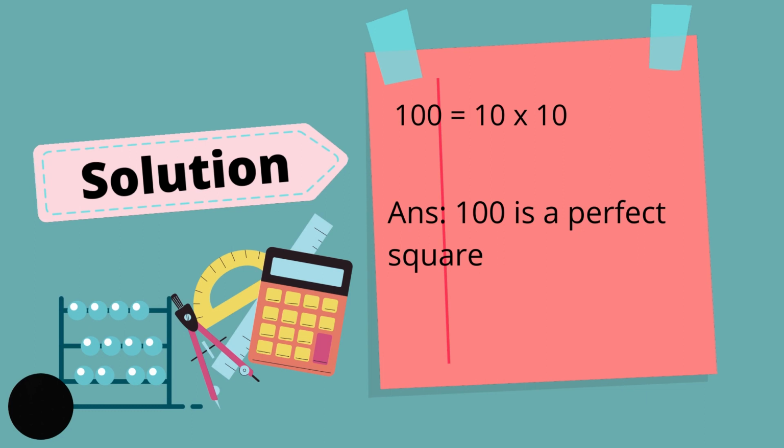The next question, 100 equals 10 times 10. 10 multiplied by itself gives 100. So 100 is a perfect square.